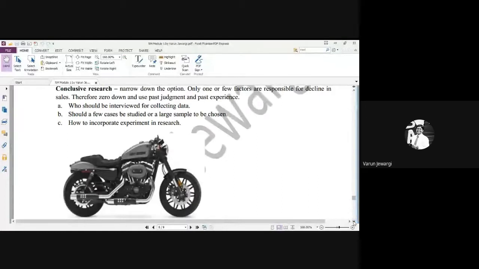So here we concluded saying that the reason we get to know. So such reasons we call it conclusive research. Do not write it in the paper, just to make you understand what is conclusive research. Okay, is that fine? Harley as an example.